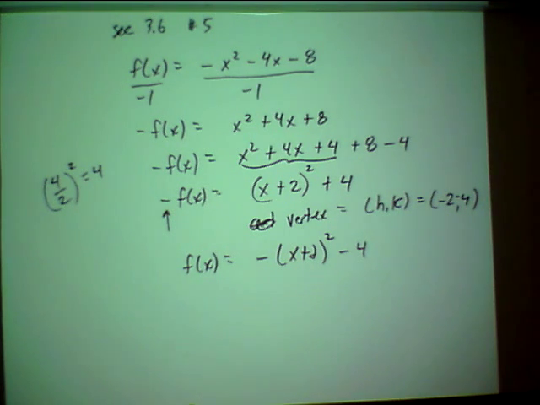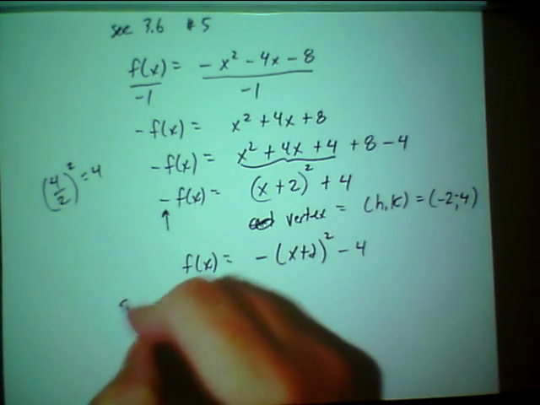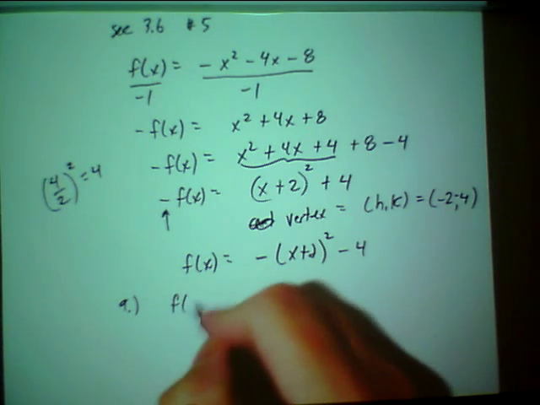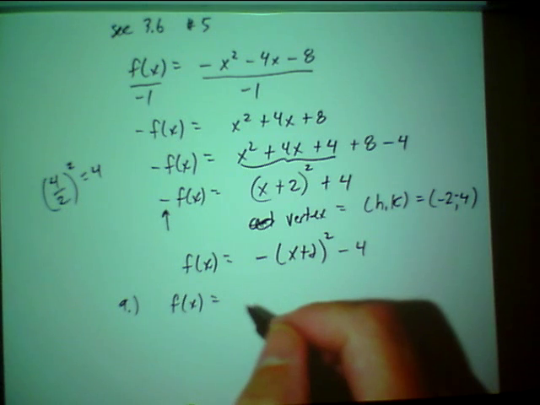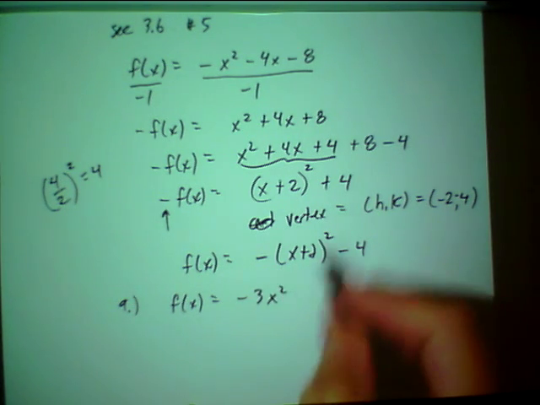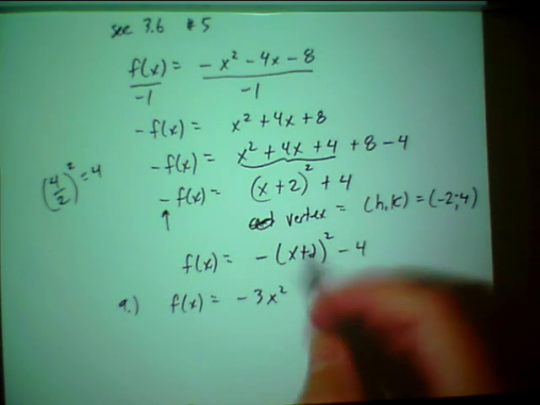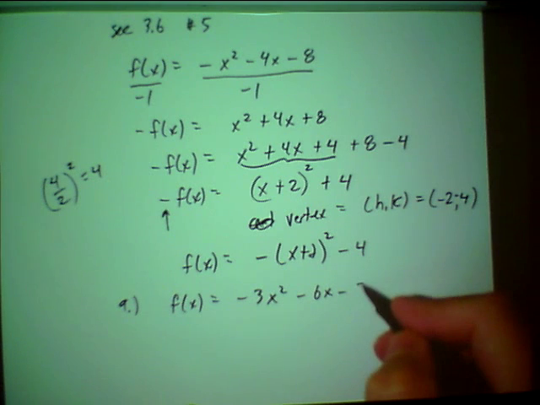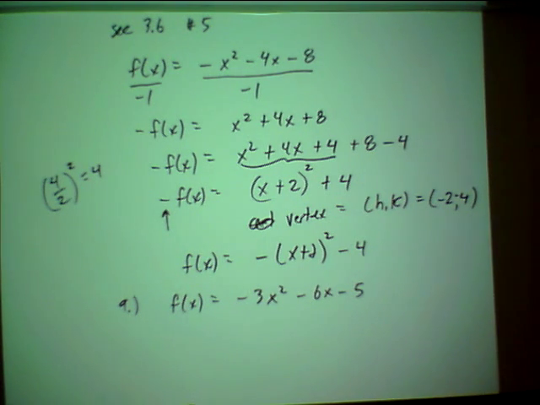Now let's look at number 9. And here's the equation to start with, so here's number 9. F of x equals negative 3x squared minus 6x minus 5. So I'm going to take this equation and put it in the form of the parabolic equation.